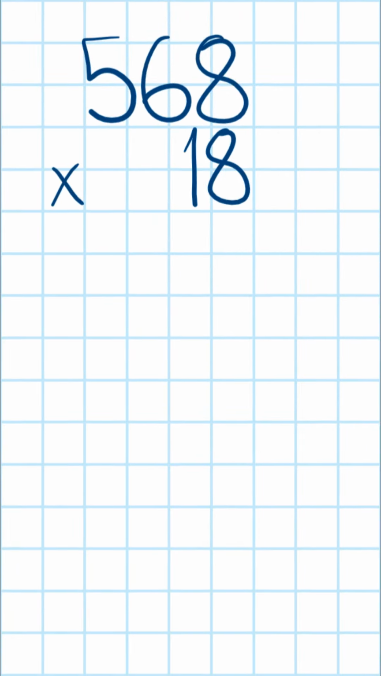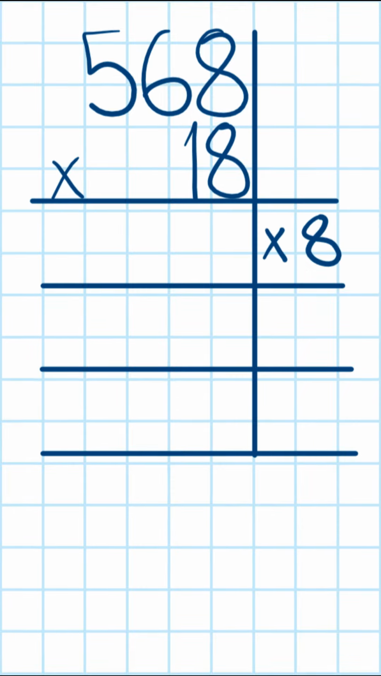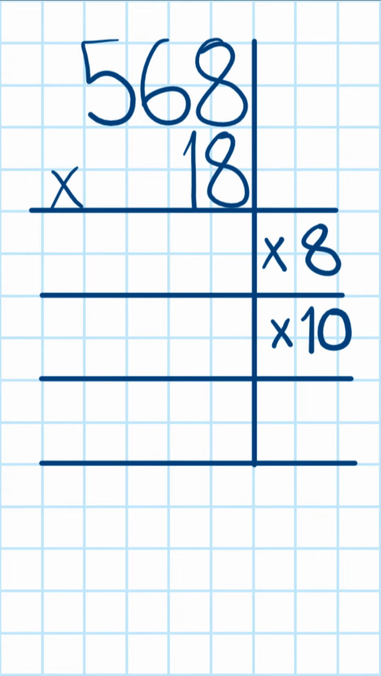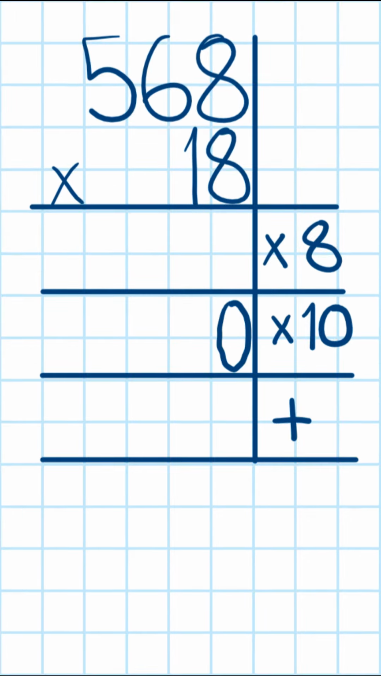568 times 18 will be written out like this, with our long multiplication. The first row will be multiplied by 8, the second row will be multiplied by 10, and the final row will be adding it all together. In the middle row, we're going to use a 0, because that will allow us to multiply by 1 later instead of by 10 throughout.